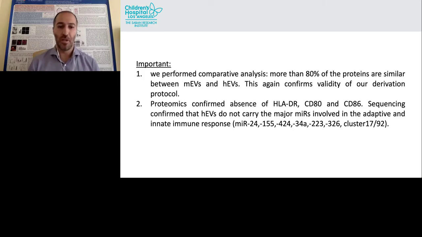From the proteome analysis, in the human sample we also confirmed the absence of HLA-DR, CD80, and CD86. So this is important in terms of immunogenicity. And RNA sequencing also confirmed that the human EVs do not carry the major microRNAs involved in adaptive and innate immune responses, such as miR-24 and miR-155. So this is important as we move forward using the human EVs.